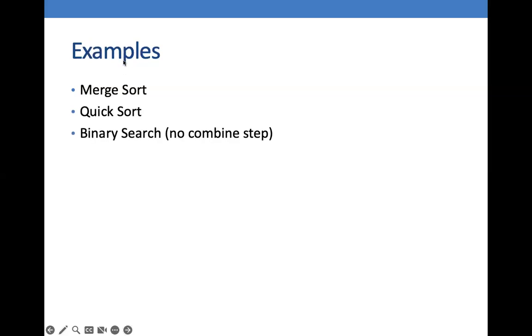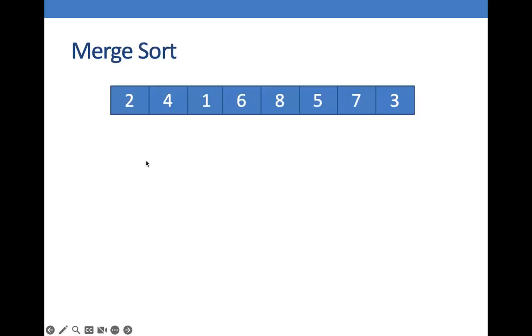Okay, so these are some examples: the merge sort, the quick sort, and the binary search. While the merge sort and quick sort make use of the three steps, which are divide, conquer, and combine, the binary search does not have any combine step. Later I will discuss each of these algorithms. So let's start with the merge sort.